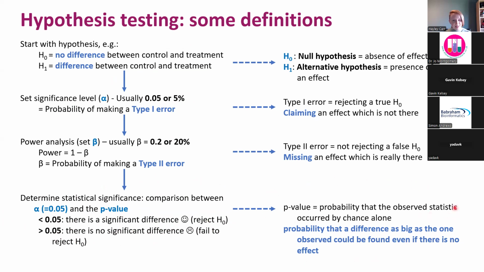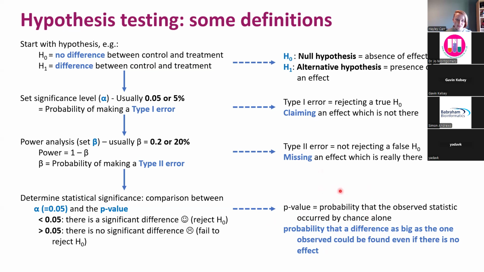A note that the p-value is actually the probability that the observed statistic occurred by chance alone, or in more reasonable terms, the probability that a difference as big as the one that we saw in our experiment could be found even if there was actually no effect in the wider population.